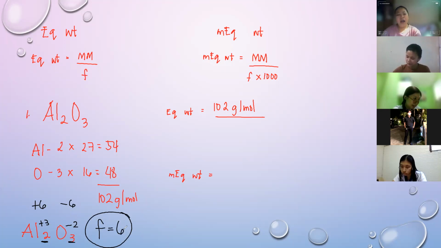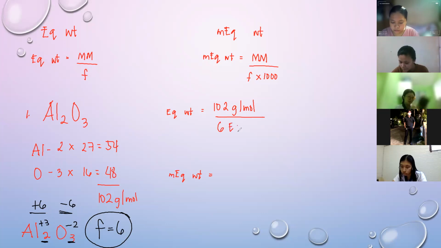Okay? Nakuha? Bakit 6? Di ba sabi ko kanina, i-total nyo siya. Tingnan nyo kung may subscript. Pag may subscript, i-multiply nyo. So 2 times positive 3, that's positive 6. Ito, 3 times negative 2, negative 6. Magpapantay talaga yan sila, class. Pag compound, magpapantay talaga yung positive and negative charges. As long as you have to make sure na nakuha nyo yung tamang charge niyan. Wait lang. Sulat ko siya. So this is 6.